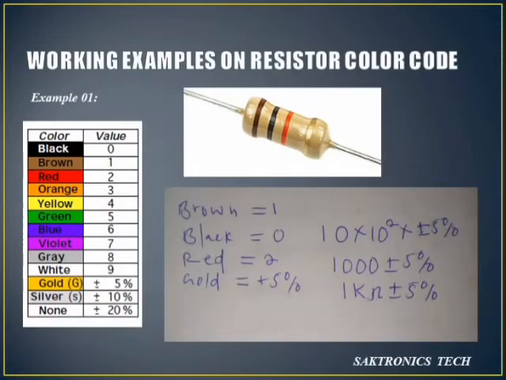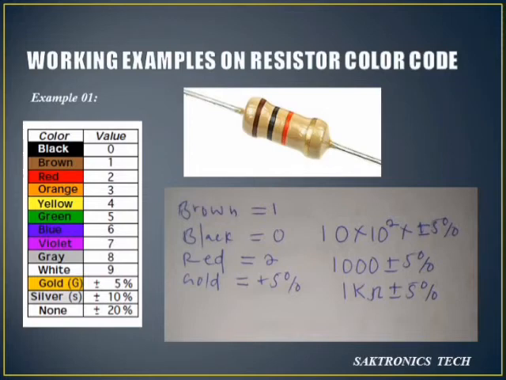So now let's solve this example and see. As I said, brown represents 1, black represents 0, red represents 2, and gold represents plus or minus 5%. And as I said earlier, we are going to write the first and second bands as they are. Brown is 1 and black is 0, just 1 and 0 as they are, and that gives us 10. We are not going to say 1 plus 0. No, we write them as they are. 1 and 0 just give us 10. And then we say times 10 to the power of 2.